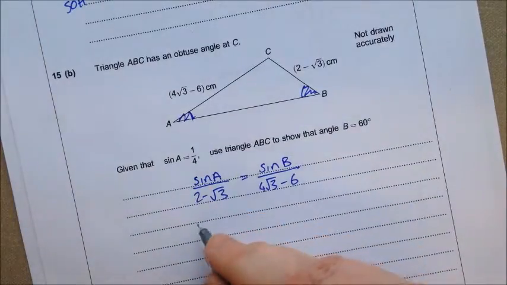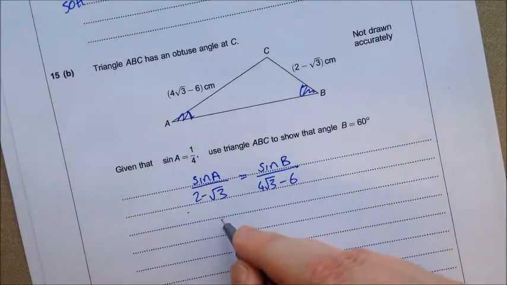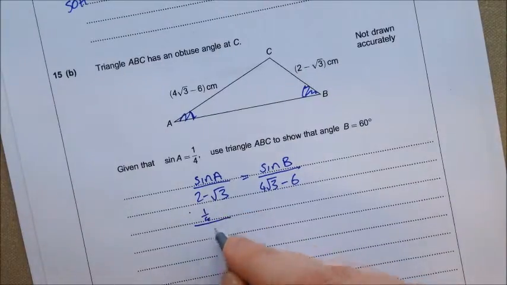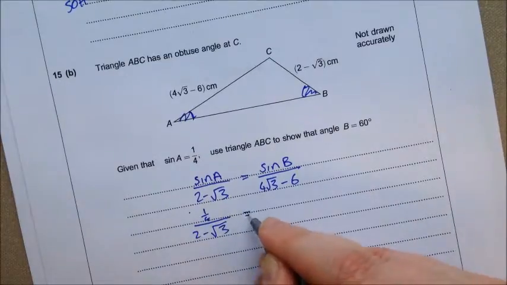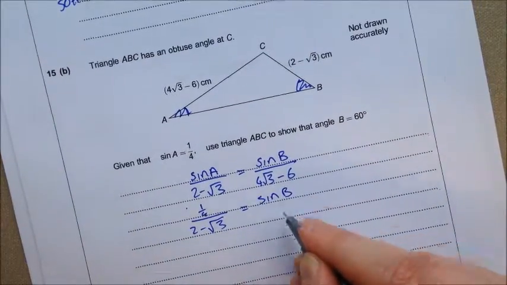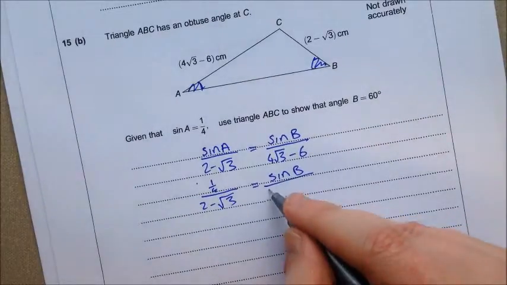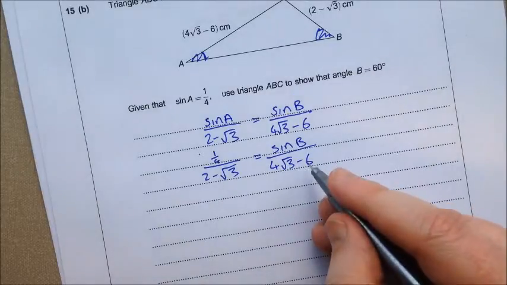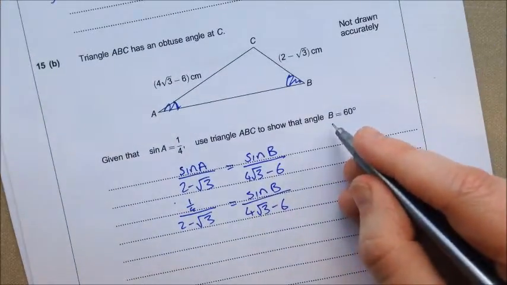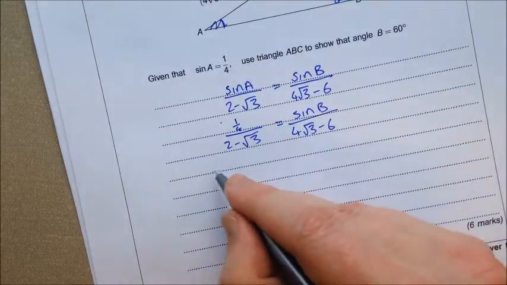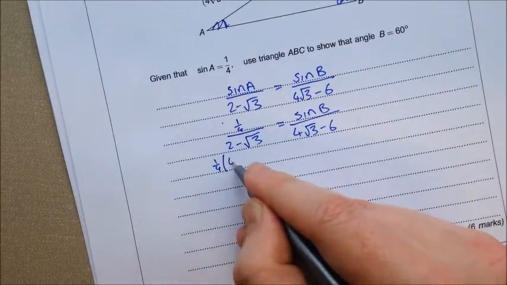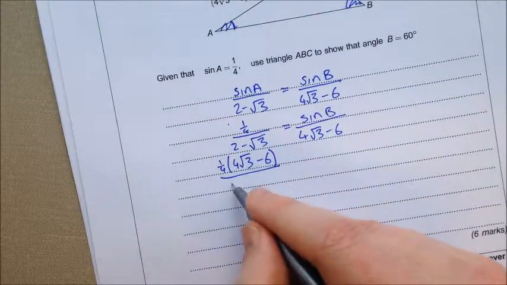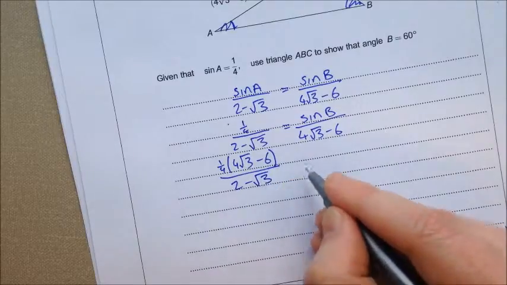Right, replace my sine A with a quarter, so that's going to be a quarter over 2 take away root 3 equals sine B over 4 root 3 take away 6. Now I'm going to multiply both sides by 4 root 3 take away 6 because I'm after what angle B is, so I want B on its own. So that's a quarter lots of 4 root 3 take away 6 over 2 take away root 3.